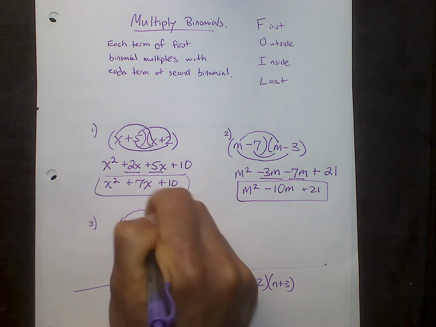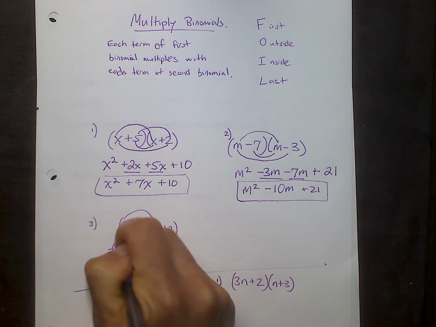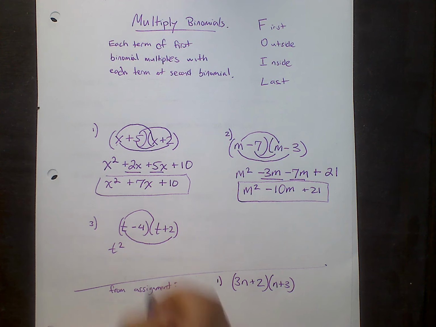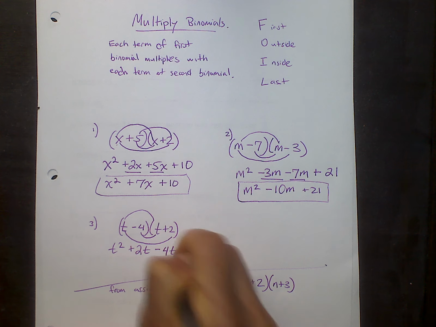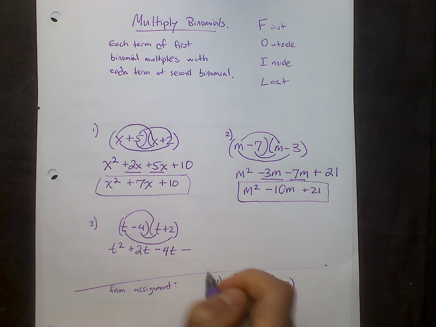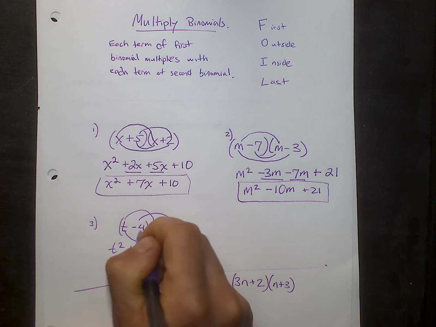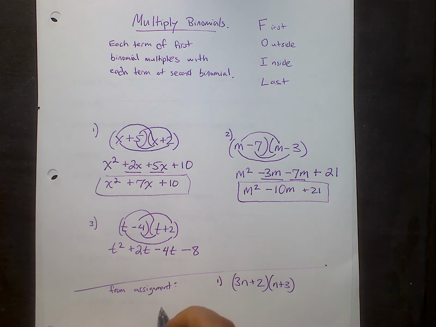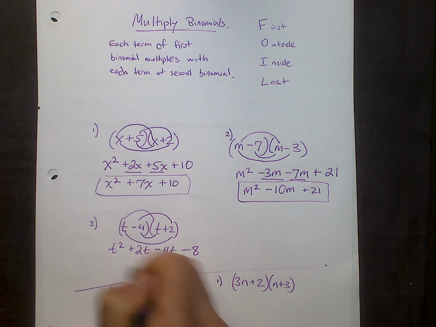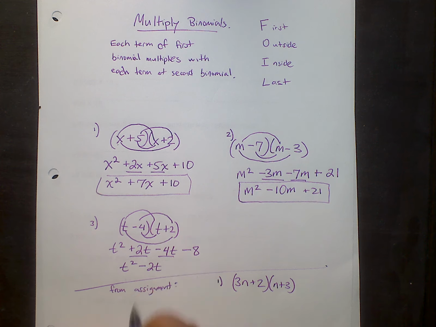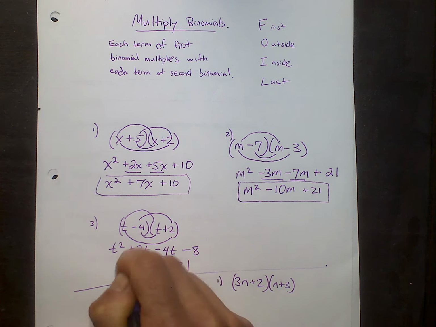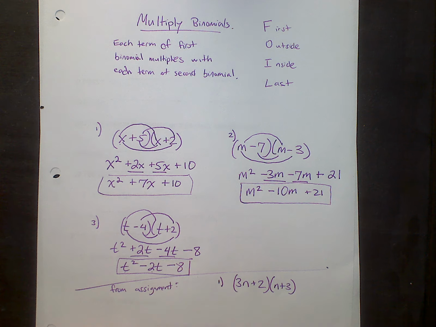In the third example, multiply the first terms, t squared, multiply the outside products, 2t, the inside products, negative 4t, and the product of the last terms, negative 4 times positive 2, negative 8. And as we've done with the previous examples, combine the two middle terms, which I call the linear terms. Final answer would be t squared minus 2t, because the larger term's negative, but you have to subtract the difference, minus 8. t squared minus 2t minus 8.